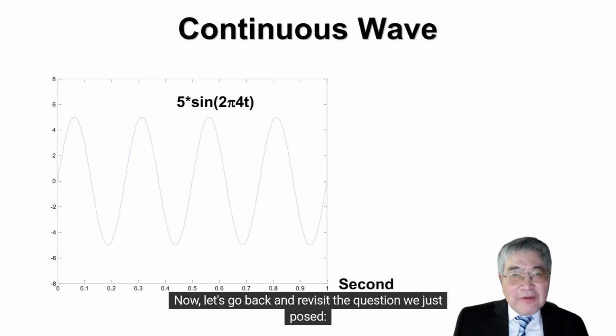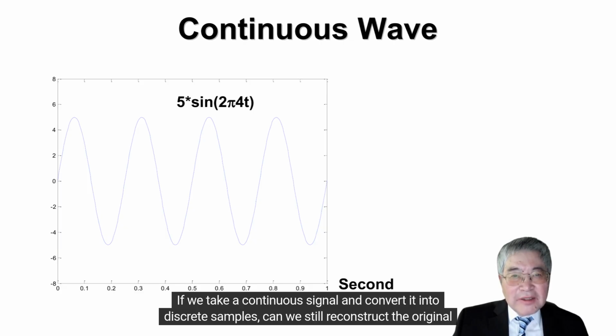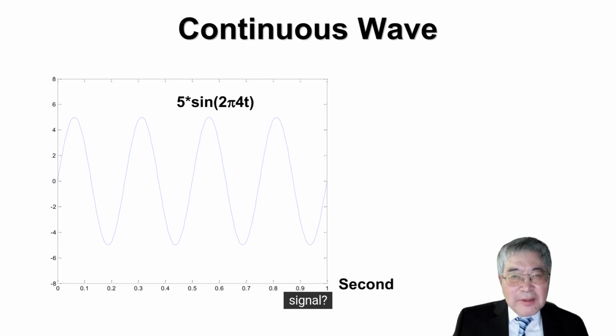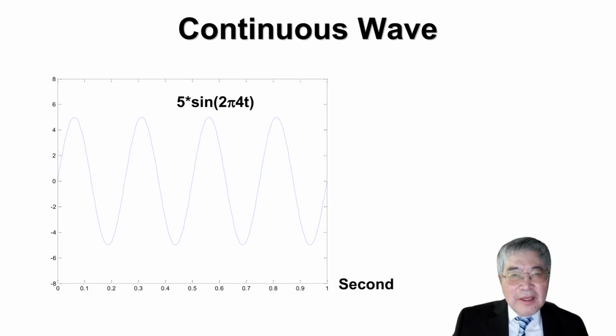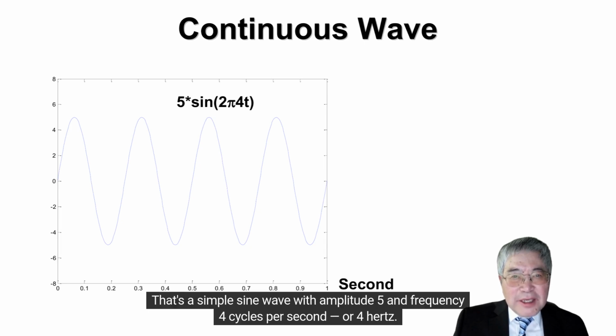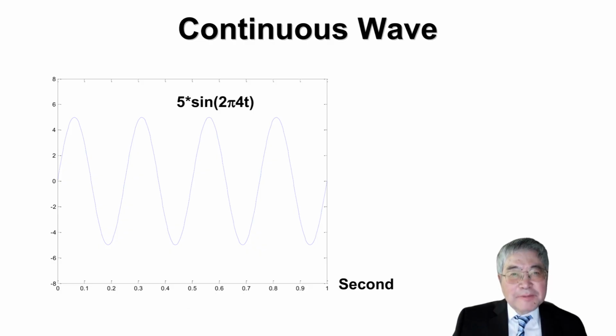Now, let's go back and revisit the question we just posed. If we take a continuous signal and convert it into discrete samples, can we still reconstruct the original signal? To explore that, let's start with this example, a pure continuous wave. Here we've plotted the function 5 times sine of 2 pi 4t. That's a simple sine wave with amplitude 5 and frequency 4 cycles per second, or 4 Hz. And this signal is completely continuous in both time and amplitude.